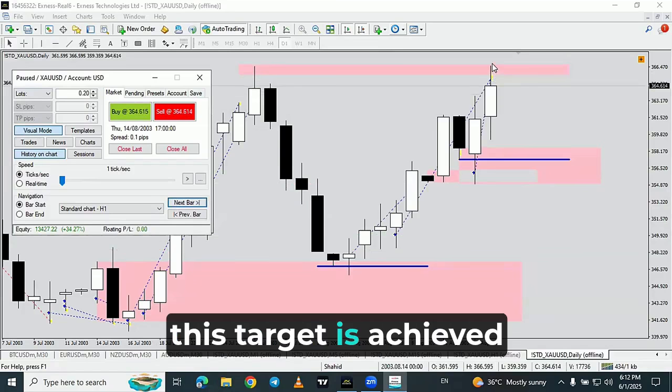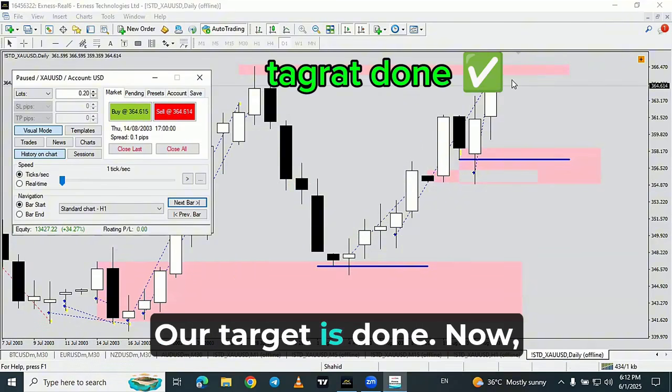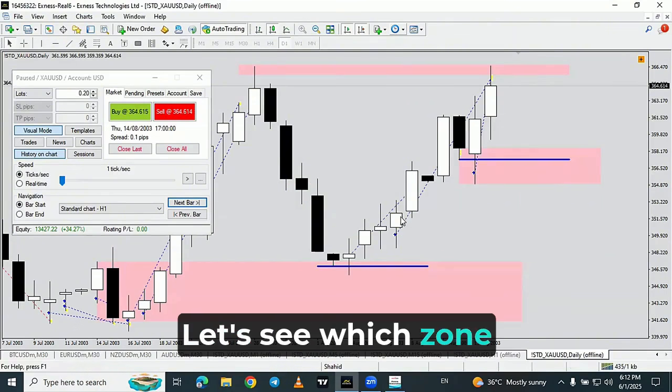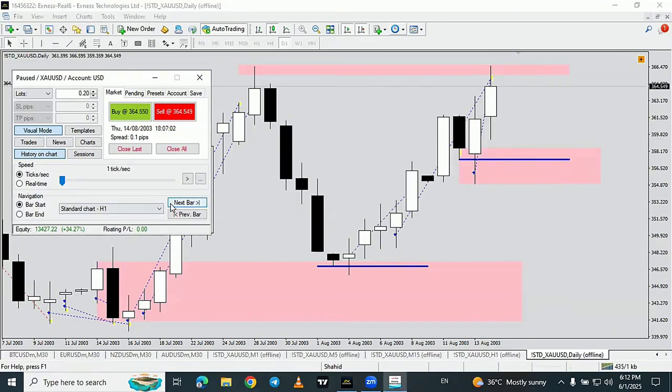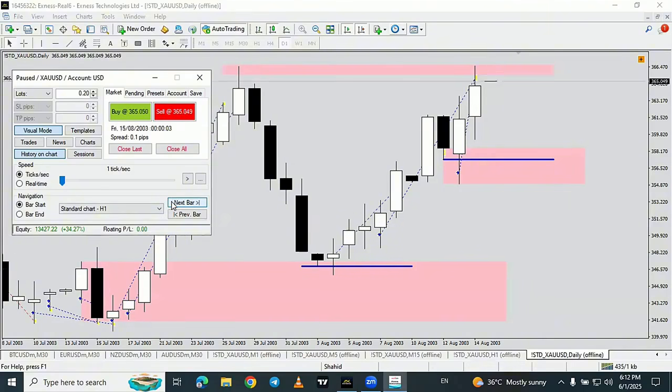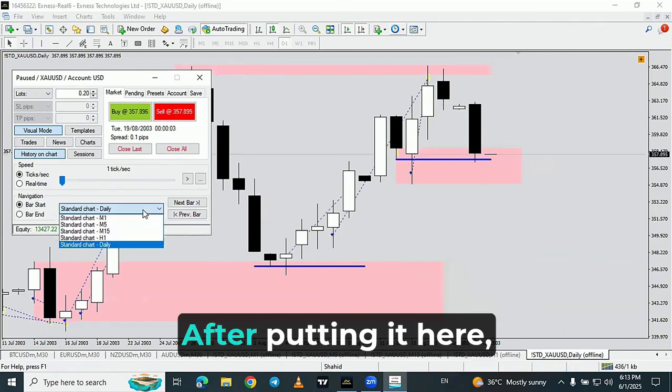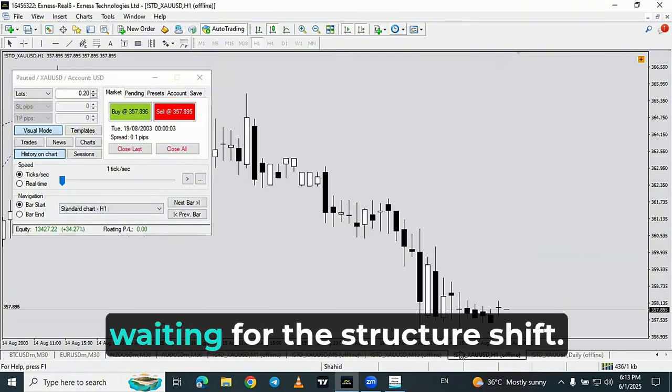Here this target is achieved from daily to daily. Our target is done. Now which zone is next for us? This zone is for the next. Let's see which zone is for the update. Look, we put it here. After putting it here, we move to the good part, waiting for the structure shift.